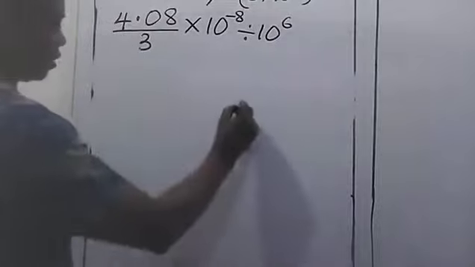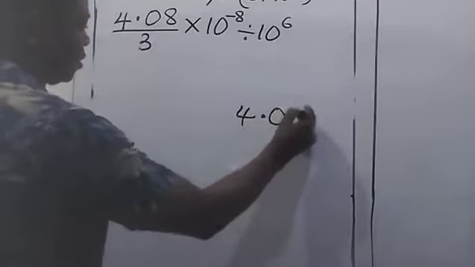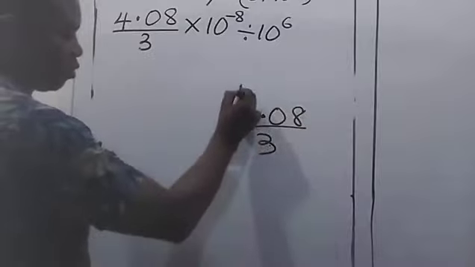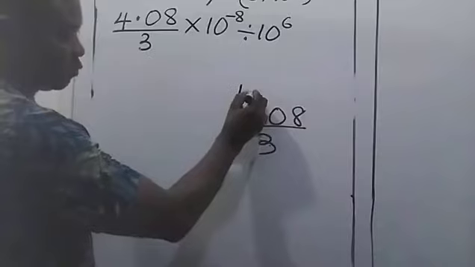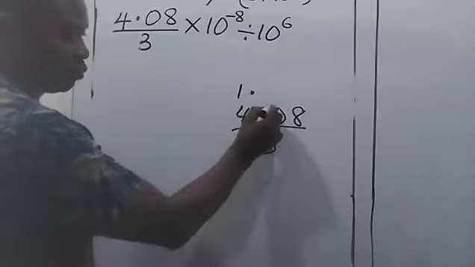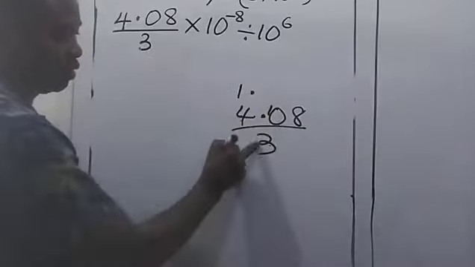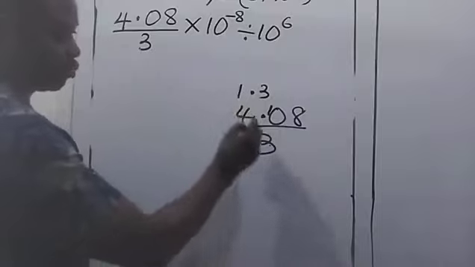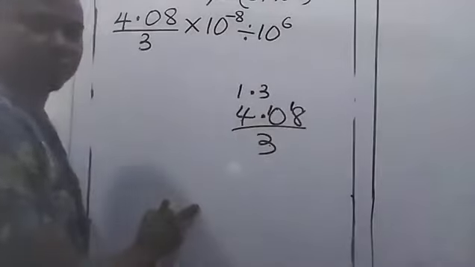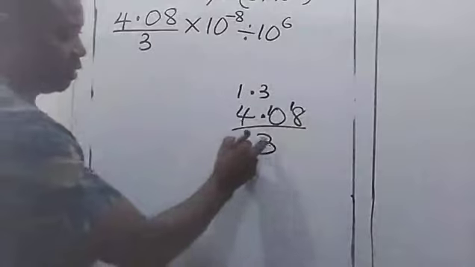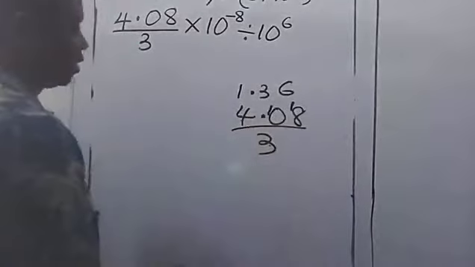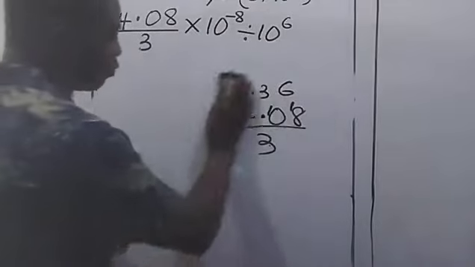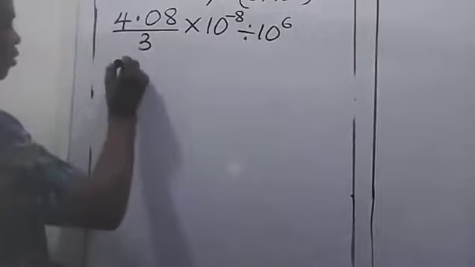Let me bring it out here so that we will just see the result all over 3. 3 into this will give me 1. This point, let's bring it here. There's a remaining 1, so bring the remaining 1 to 0, it becomes 10. 3 goes into 10 is 3, because 3 times 3 is 9. So remaining 1 again, bring the 1 to 8, becomes 18. 3 goes into 18 is 6. So the result of this will give us 1.36.